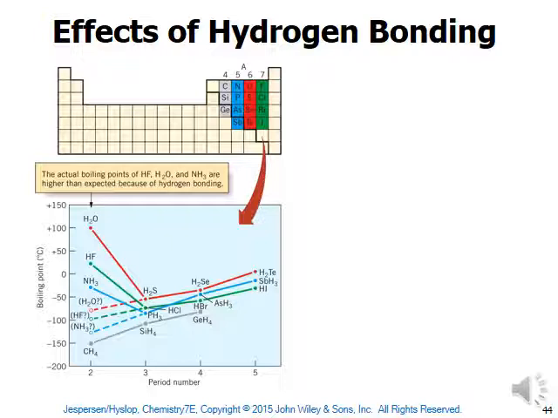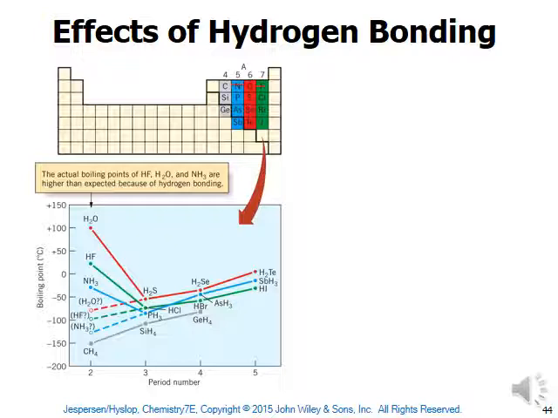Okay. So if you look at periodic table trends and boiling points, if you look at water, hydrogen fluoride, and ammonia and compare their boiling points, water is going to have the highest boiling point, and the main reason why is because of hydrogen bonding. It has better hydrogen bonding than the other two. Now, that's going across the table.